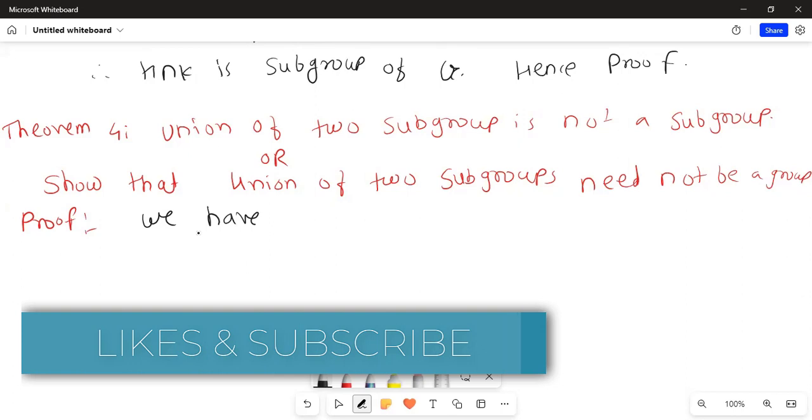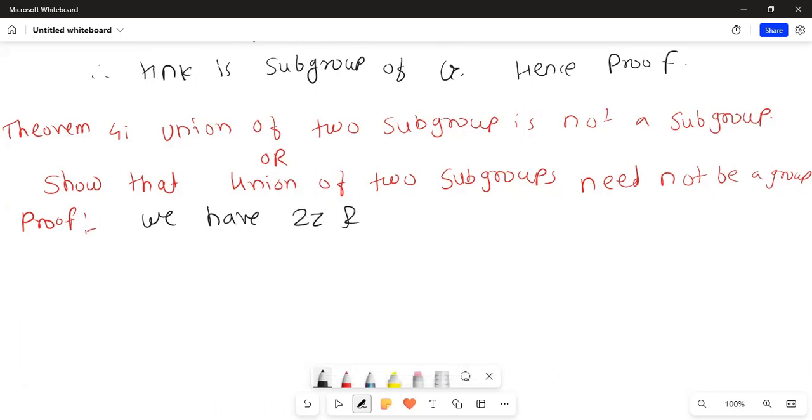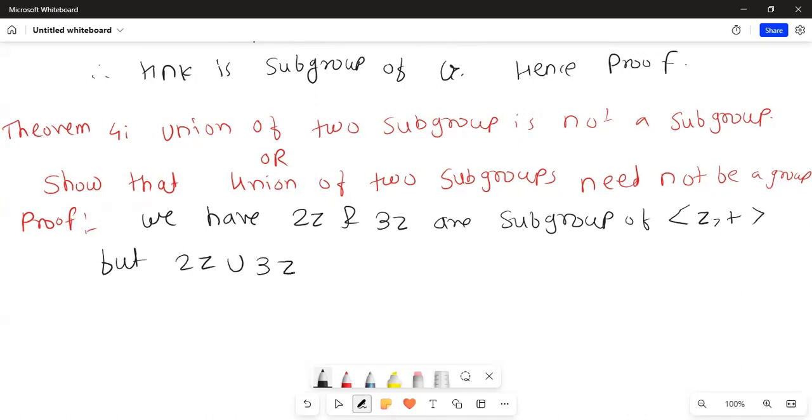We have 2z and 3z are subgroups of z plus, but 2z union 3z cannot be a subgroup of z and plus. 2z and 3z are the subgroups, but 2z union 3z is not a subgroup.